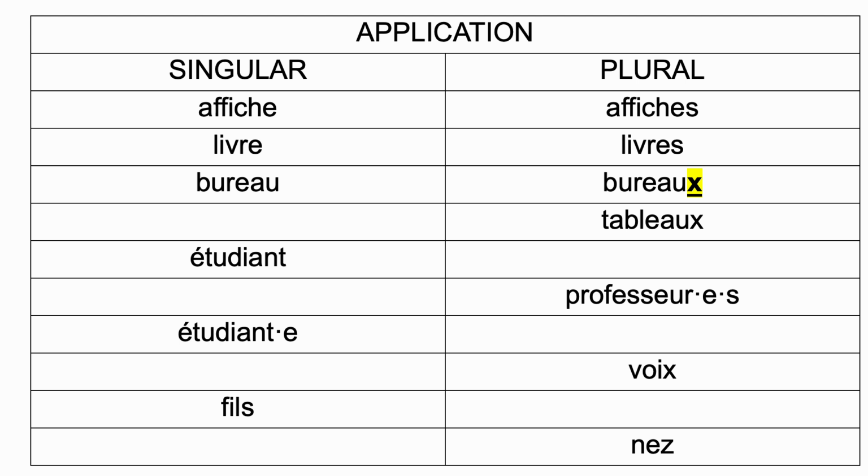The singular form of tableaux is tableau, without an X. Okay, so repeat: tableau, tableau. The plural form of étudiant is étudiants, with an S. Repeat: étudiants, étudiants.